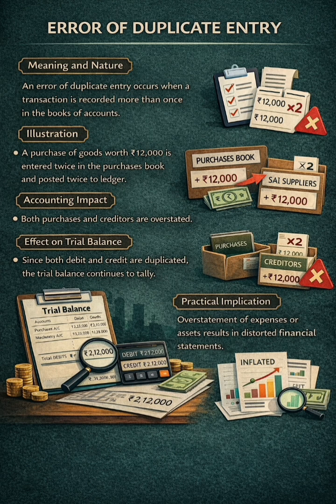Accounting impact. Both purchases and creditors are overstated. Effect on trial balance. Since both debit and credit are duplicated, the trial balance continues to tally. Practical implication. Overstatement of expenses or assets results in distorted financial statements.